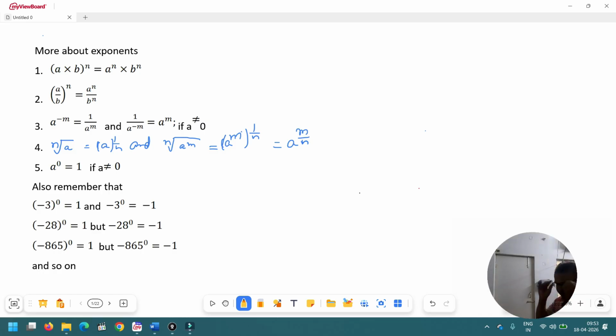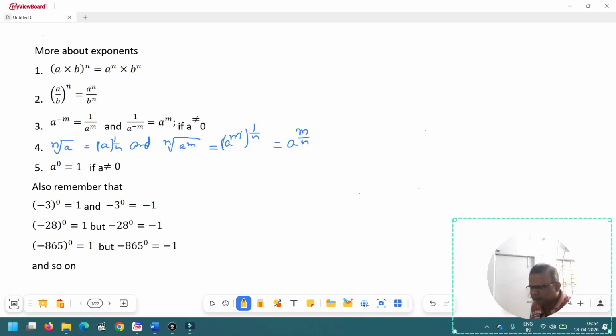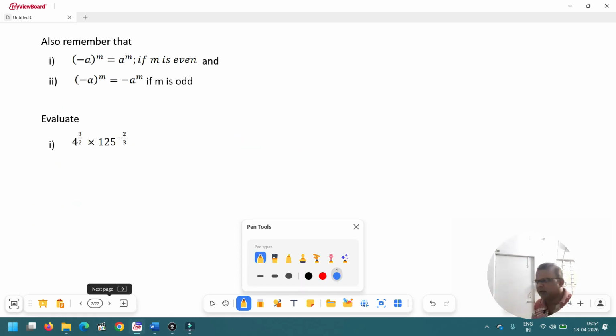Also remember that minus 3 का power 0 is equal to 1 और minus 3 का power 0 is equal to minus 1. Minus 28 का whole power 0 is equal to 1, but minus 28 to the power 0 is equal to minus 1, and so on. Also remember that minus a to the power m is equal to a to the power m if m is even, and minus a to the power m is equal to minus a to the power m if m is odd.